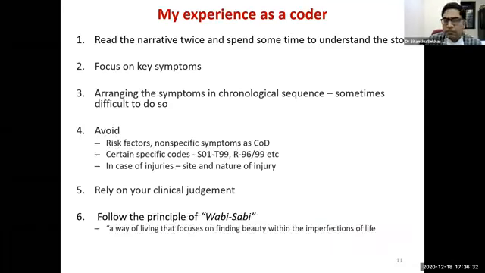There is one concept in Japanese philosophy known as wabi-sabi. It tells us that we have to find joy in imperfection. So all the narratives we see are imperfect and may not contain all the information, but we have to draw the inference out of it and try to code it, till the time when all the information is available. I think I'll stop here and hand over to Dr. Rakesh, please. If there are some doubts, we can clarify.